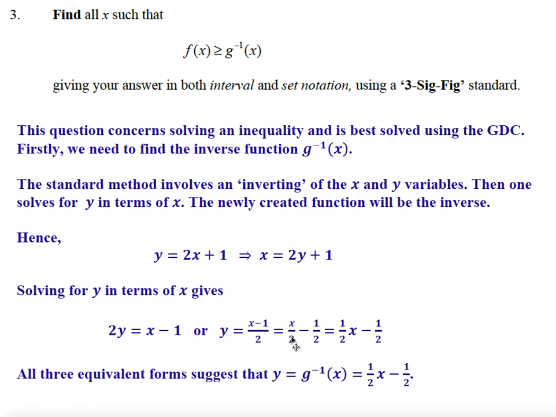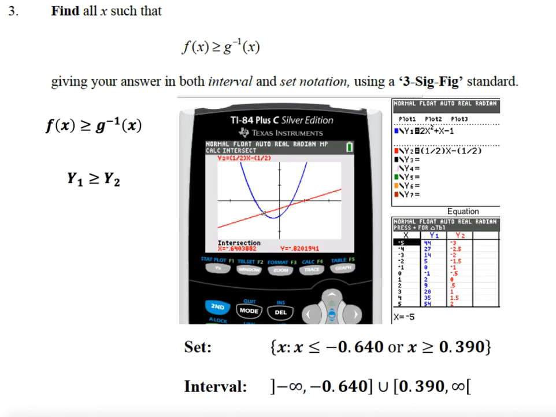And dividing x by 2 is the same as multiplying x by a half. All three of these forms are equivalent. All three represent the inverse, but I'm going to grab this one here because I'm more a fan of fractions than maybe you are. So now we want to know where the given quadratic is greater than or equal to the newly achieved inverse function.